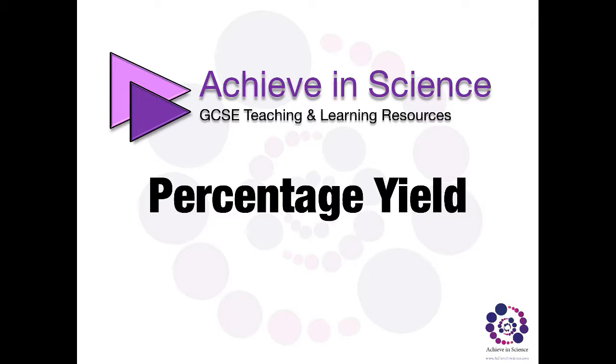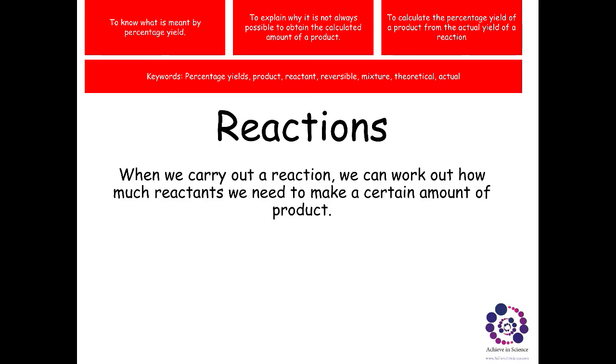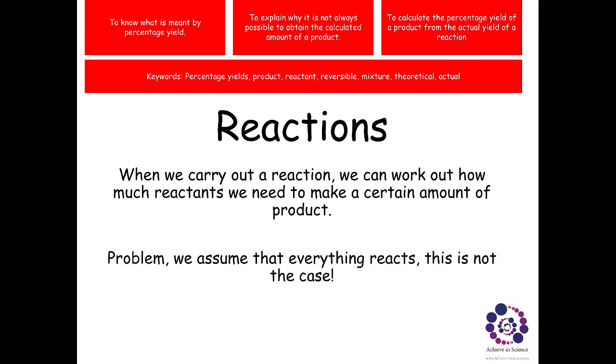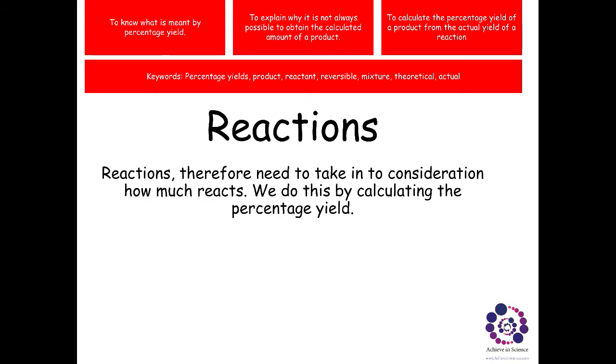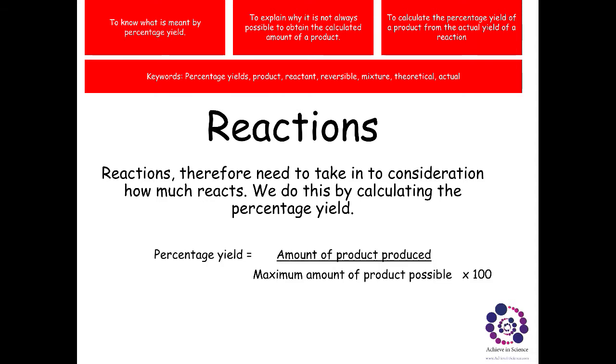This video is going to cover percentage yield. In a chemical reaction, we can work out how much reactants we need to make a certain amount of product. The problem is that we assume that everything will react, and this is not necessarily the case. When we carry out a reaction, we need to consider how much it reacts, and therefore we need to do a calculation called percentage yield.